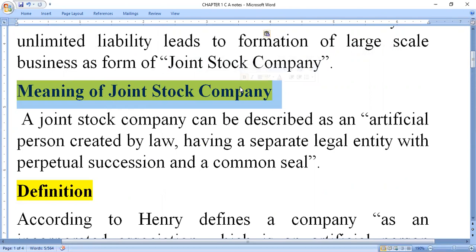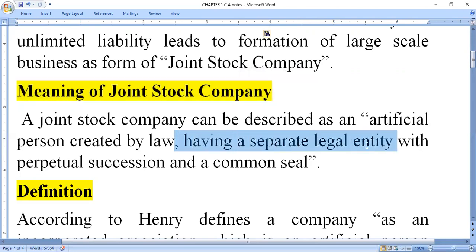A joint stock company can be described as an artificial person created by law. A joint stock company acts as an artificial person, and it is created by law. According to law, it means the Companies Act of 2013. Instead of the old act, the Companies Act of 1956, the amended new act is the Companies Act of 2013. Under the Companies Act of 2013, each and every company is going to register.